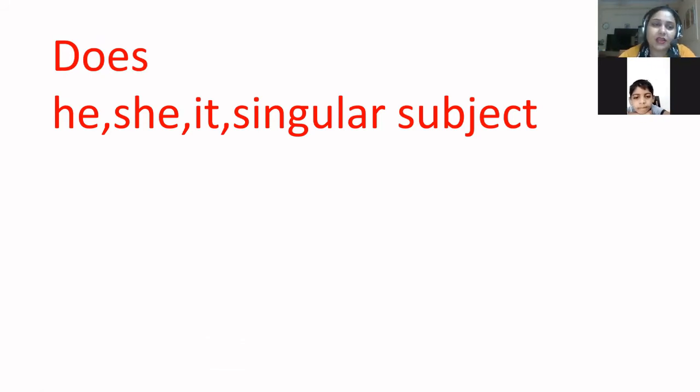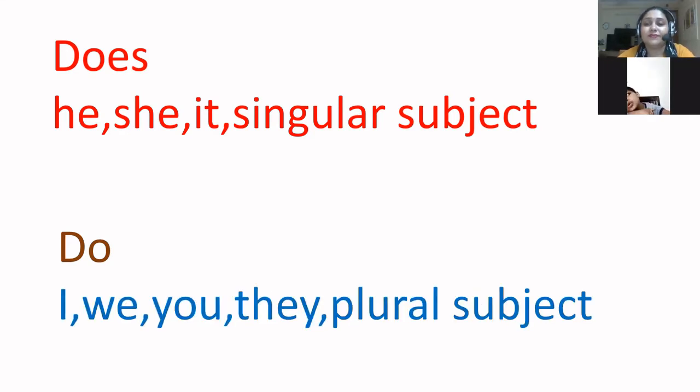Very good, beta. Now we have do. Do किसके साथ यूज होगा? I, you, we, they, plural subject. Yes, absolutely correct. As you see here, I, we, you, they, and plural subject. We use does with he, she, it, singular subject.